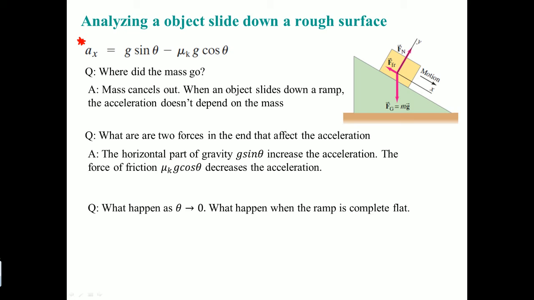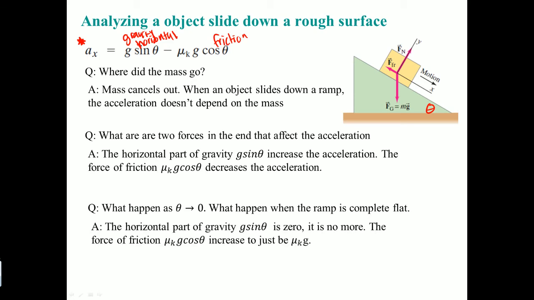Well, you have the g sine theta, which is the gravity part, the horizontal part of gravity that's pushing it. Then opposing it is the force of friction. Okay. What happens as theta approaches 0? That means the ramp becomes completely flat.